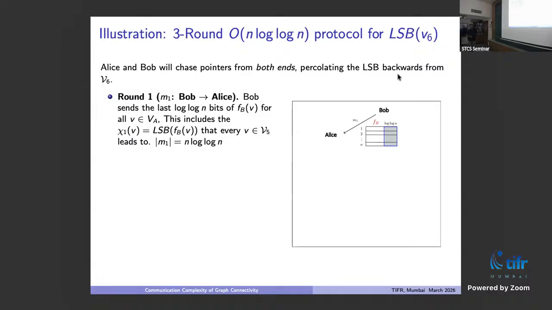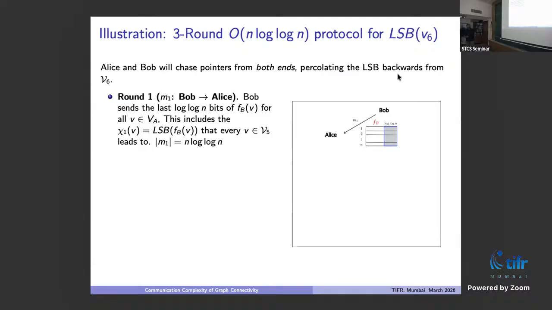So now Bob wants to send M1, right? So what can he send? He has big global information about the function. He doesn't know what V1 is. So what can he send? In M1, he's just going to send a restricted description of his function. For every vertex in VB, he's going to give the last log n bits of the vertex that it maps to under this function. So FB, this description of where each vertex maps to, is a log n bit string. He gives the last log n bits.